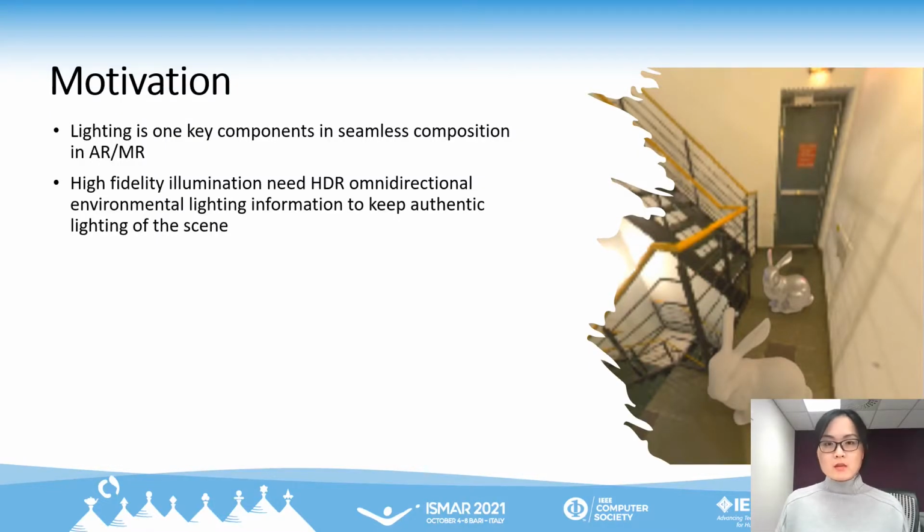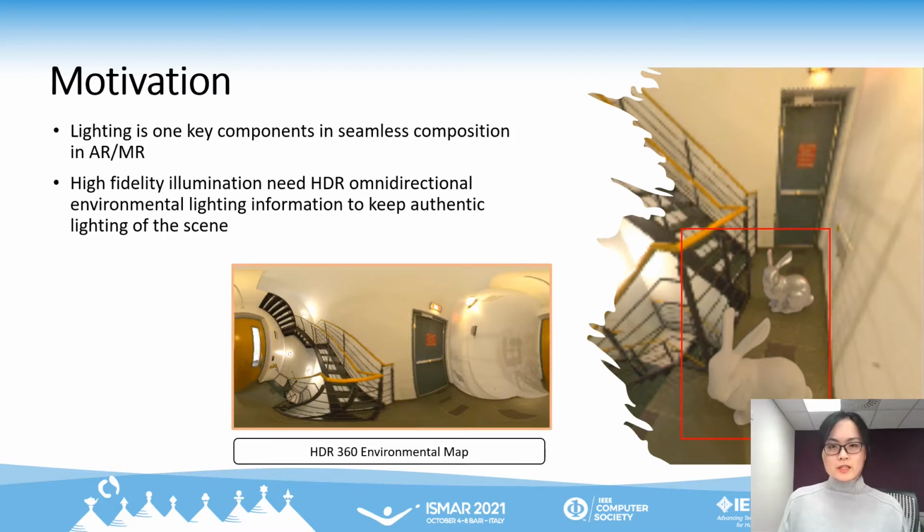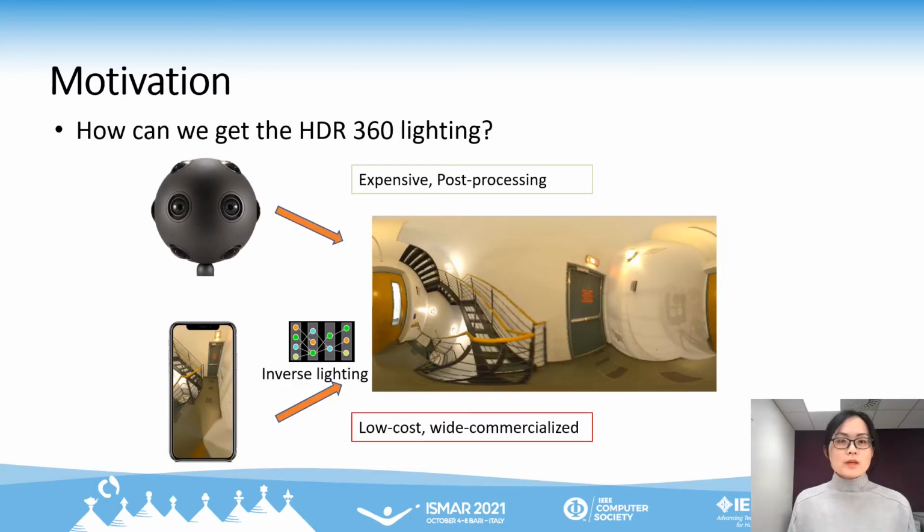Lighting is one of the key components to seamlessly blend virtual objects into a photograph for augmented and mixed reality. A rendered object that is too bright or too dark, or lit from a lighting direction that is inconsistent with other objects in the scene, can immediately appear fake. To present high-fidelity illumination for convincingly lighting synthetic 3D objects, a high dynamic range 360 environment lighting map is required. The problem is how we can get such a high dynamic range 360 lighting map.